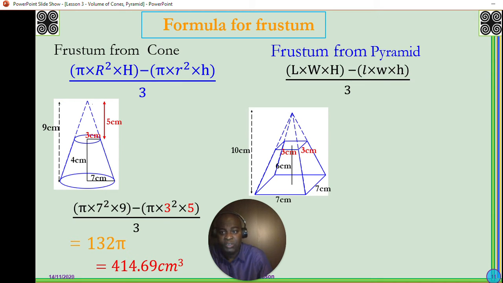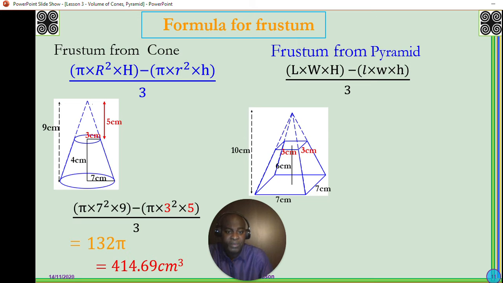So important thing is know your values. 9 is your height original, 7 is the radius original, 3 is the radius of the chopped off, 5 is the height of the chopped off. Then you slot it into the formula, and all divided by 3. You are done.